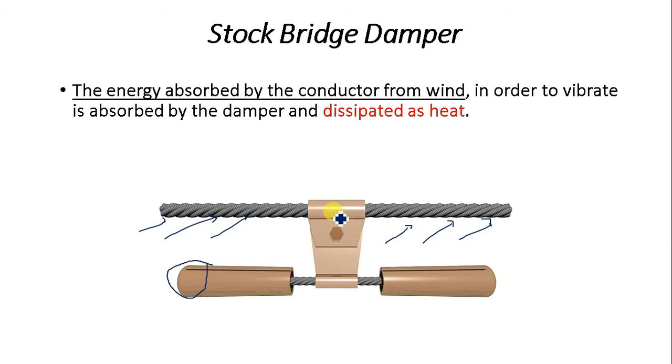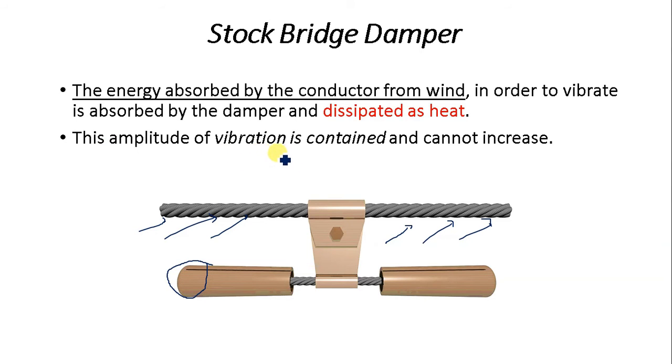So your wind energy is going to be converted into heat, and that heat is going to be dissipated at your weights. So in such a way your vibration can be dissipated by converting into heat, and this heat is absorbed, or we can say dissipated, by your weights. Now this amplitude of vibration is contained and it is not going to increase in such cases. So it is going to damp out the oscillation and your conductor will be steady as before. Let me show you one video which shows such an operation.